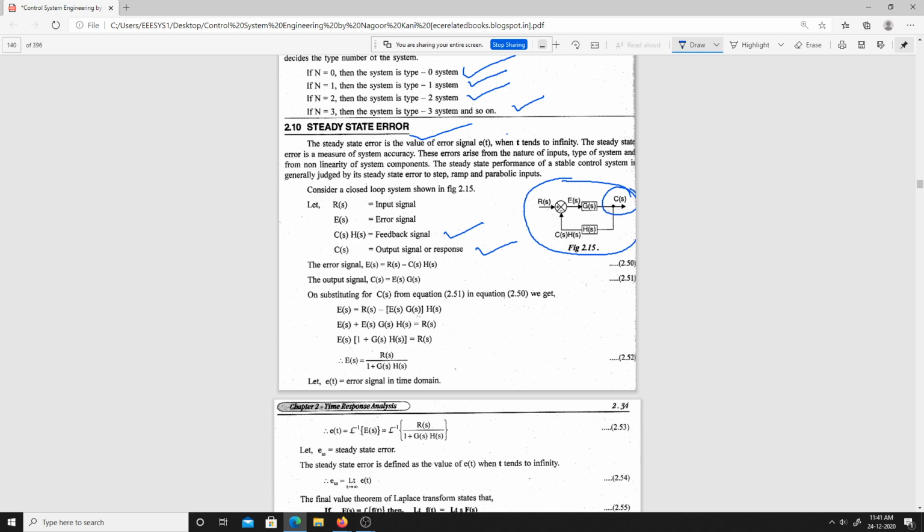Is it clear? Now, how are we generating the error signal? What is this E of S? E of S is nothing but R of S minus C of S into H of S. Is it clear? E of S is our error signal. Now we know that this output signal C of S is nothing but E of S into G of S. It is clear for all.